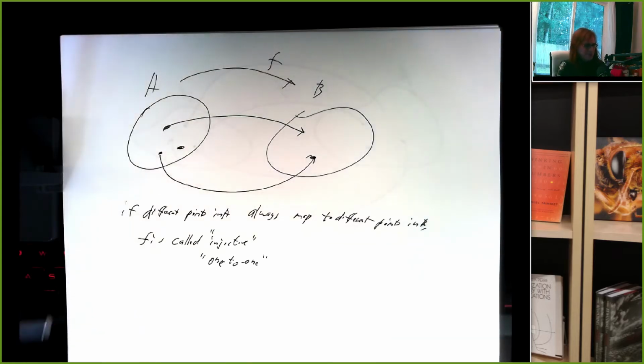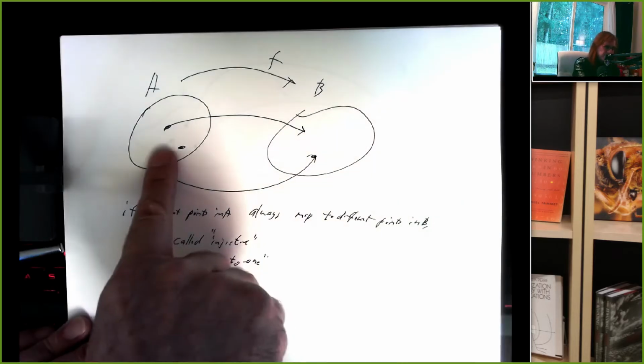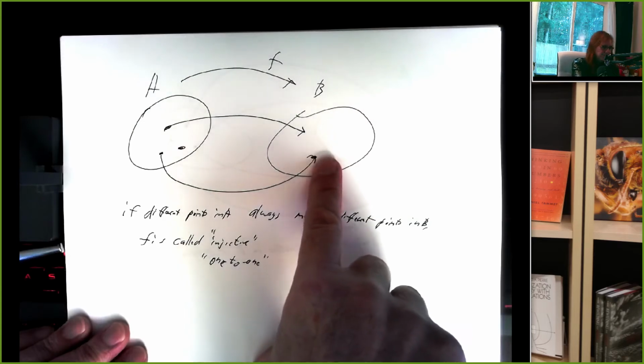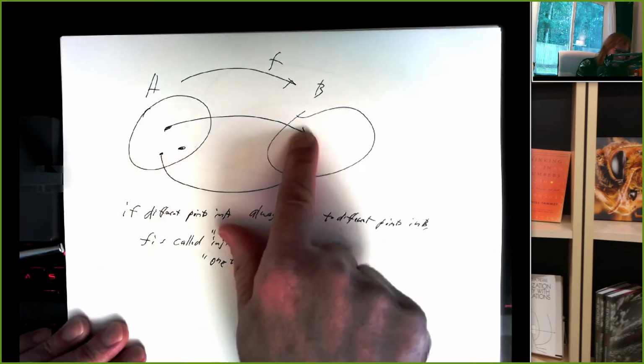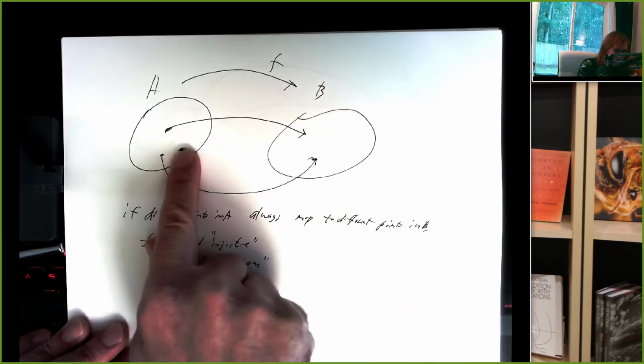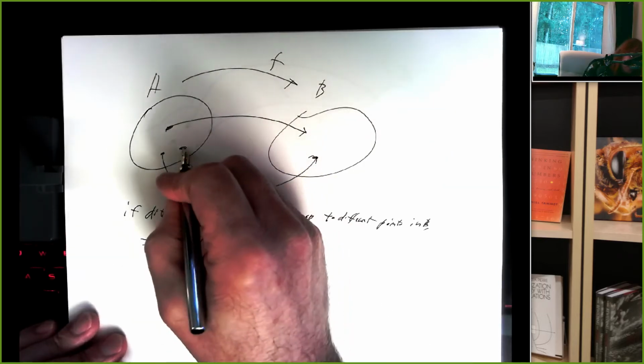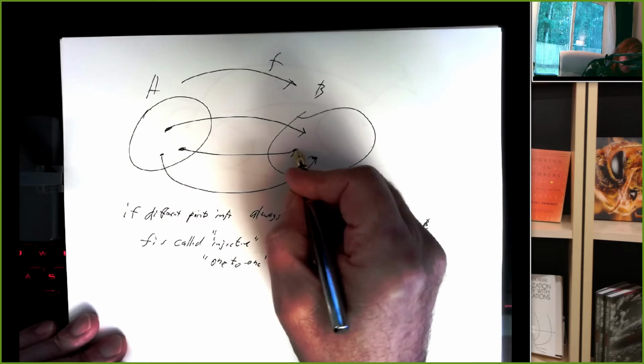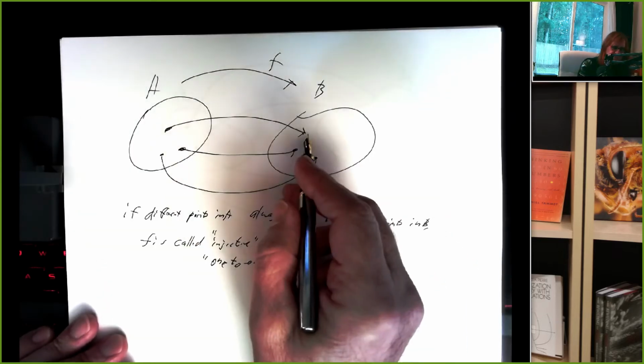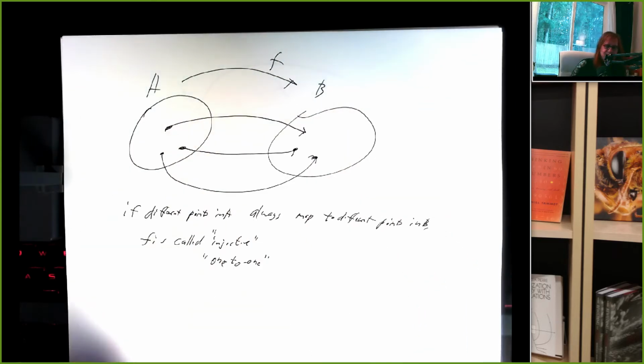So injective means that different points in A always map to different points in B. So if this point maps over to here, it's no longer injective. If this point maps to here, it's no longer injective. But if this point mapped to a different point, and every point over here mapped to something different over here, then our function's injective.